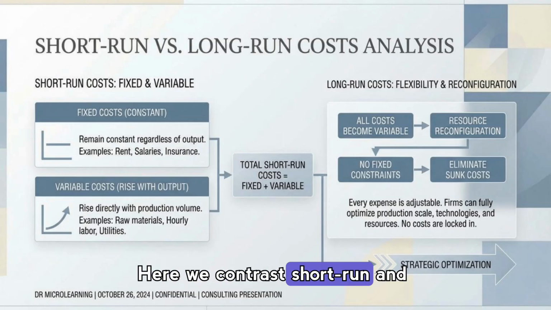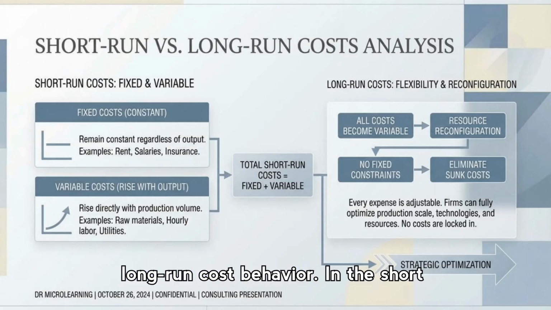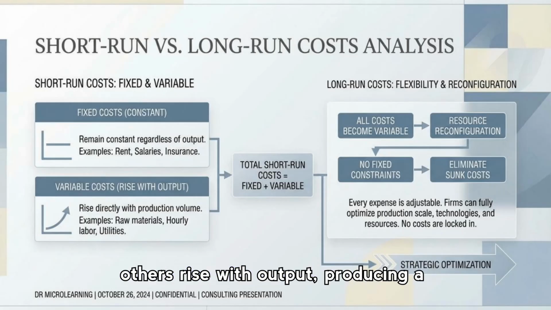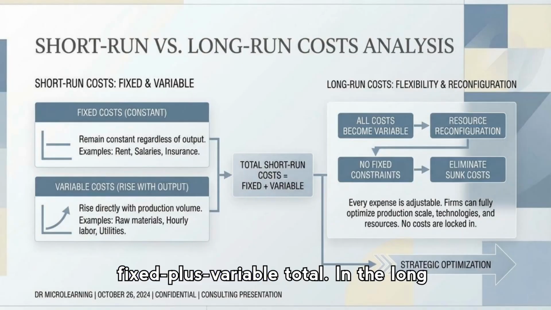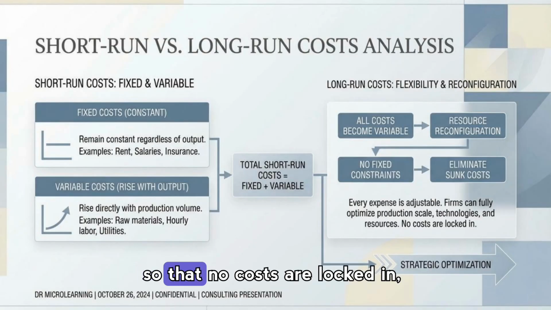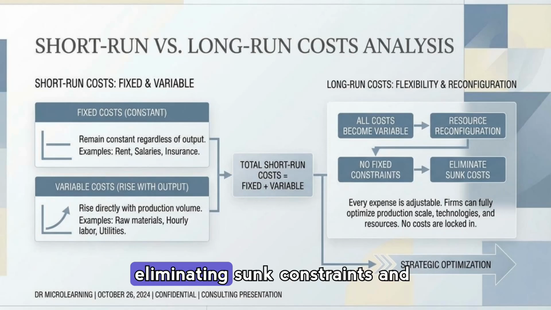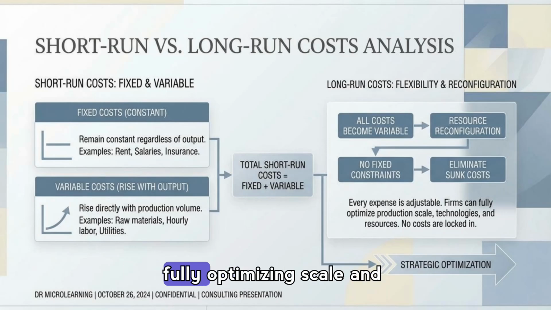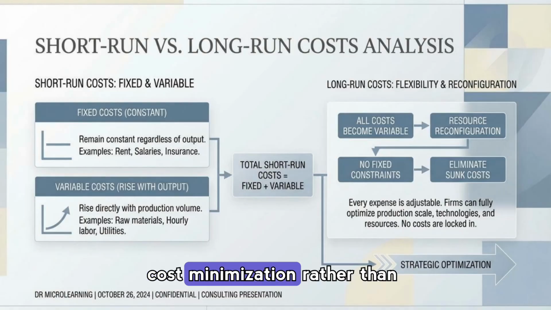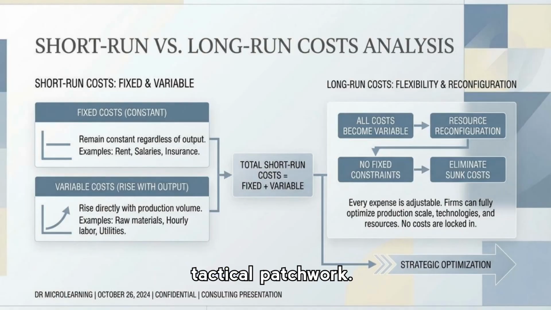Here, we contrast short-run and long-run cost behavior. In the short run, some costs stay fixed while others rise with output, producing a fixed plus variable total. In the long run, firms can reconfigure resources so that no costs are locked in, eliminating sunk constraints and fully optimizing scale and technology, which supports strategic cost minimization rather than tactical patchwork.